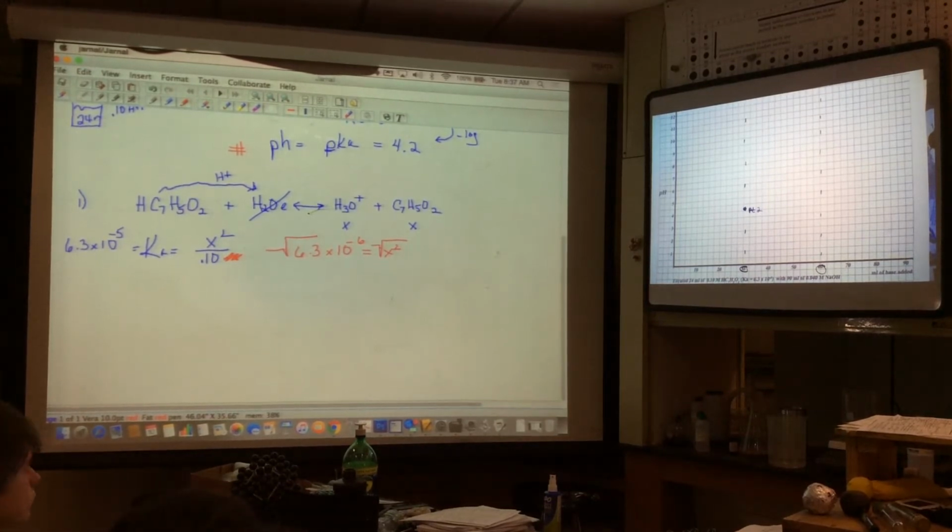Okay, so square root of 6.3 times 10 to the negative 6. What I get for my x is equal to 0.0025, we'll say. And what did I solve for? I solved for my hydronium ion concentration, which is synonymous with H+. And what am I looking for? Initial pH. So I'm going to take the negative log of this.